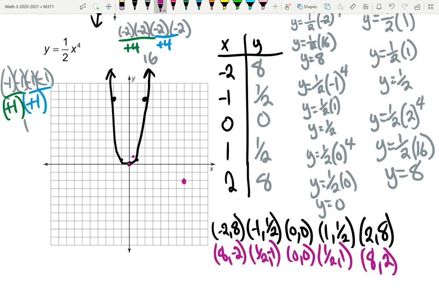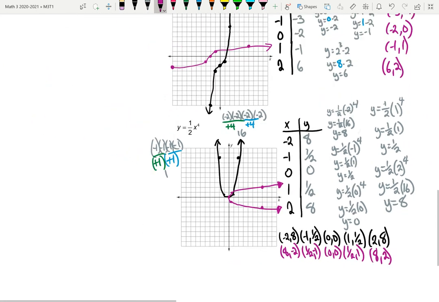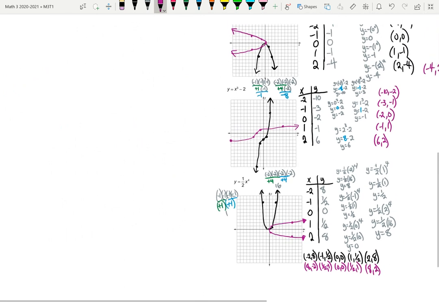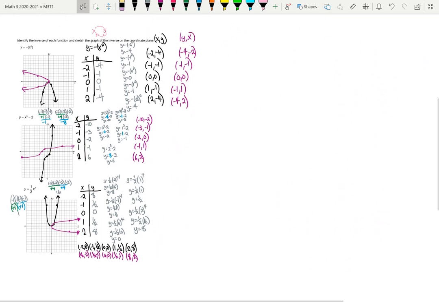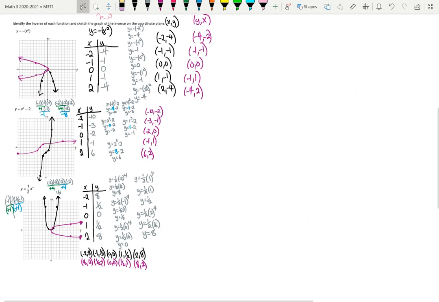Oh, that one's supposed to be negative. Good thing I caught that. And then 8 and 2. It's usually not the big errors that get you, it's those small ones. And voila. This takes some time. Figuring out all the coordinates is the difficult part. But that's been it. I hope this helped. Good job.